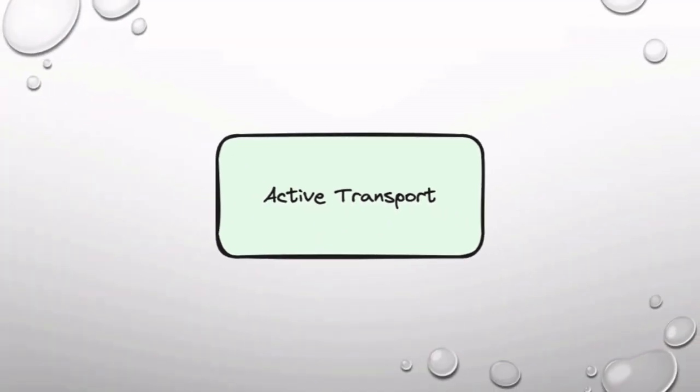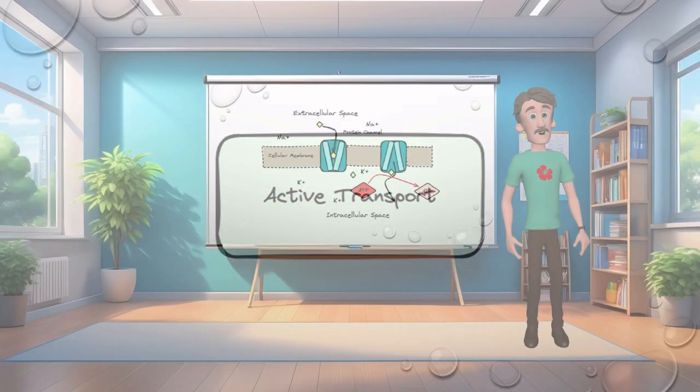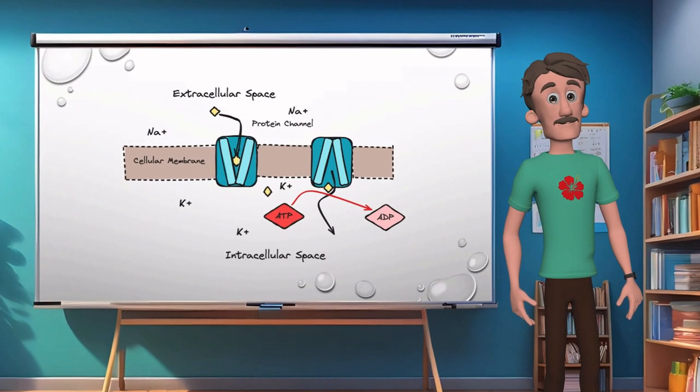What about the case where you want to move a molecule across a membrane against its concentration gradient? This is called active transport. In this case, we want to move the little yellow diamonds into the cell, but there's already a high concentration of little yellow diamonds in the cell. We can use the cell's power source, molecules called ATP or adenosine triphosphate, to actively change the shape of a protein channel and effectively pump the diamonds into the cell's interior.